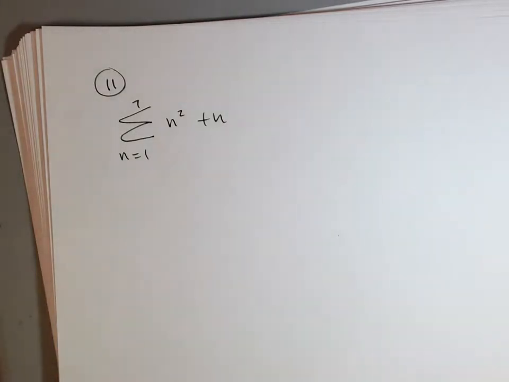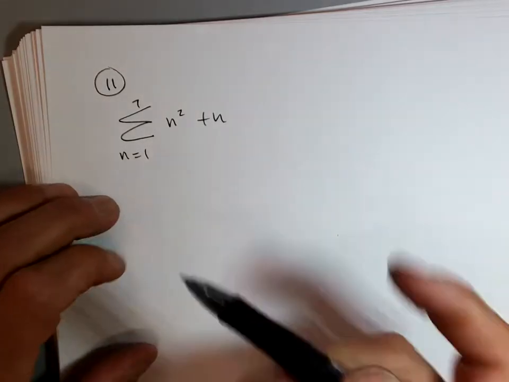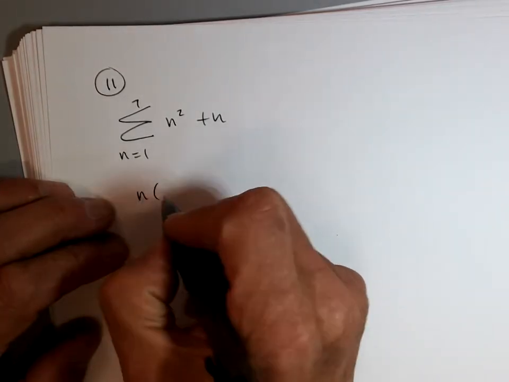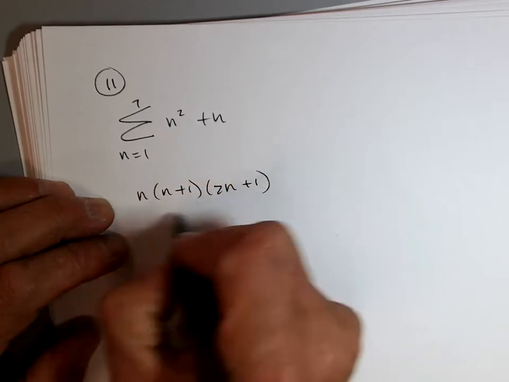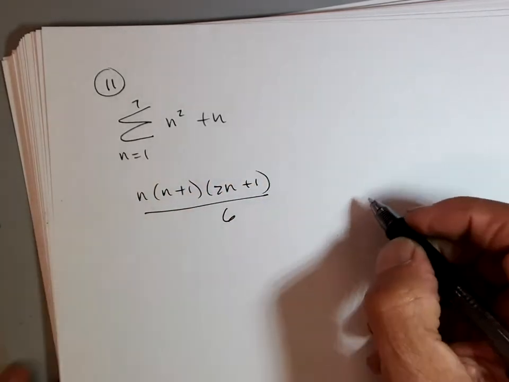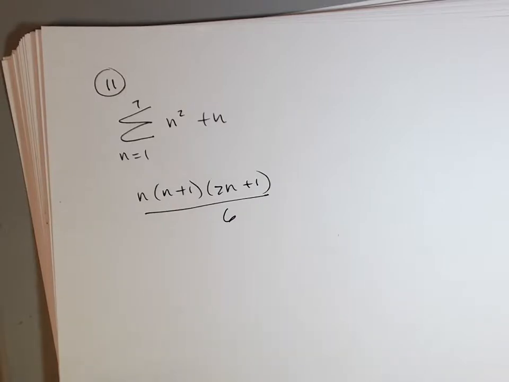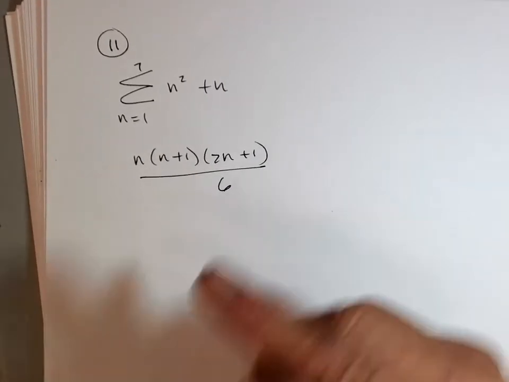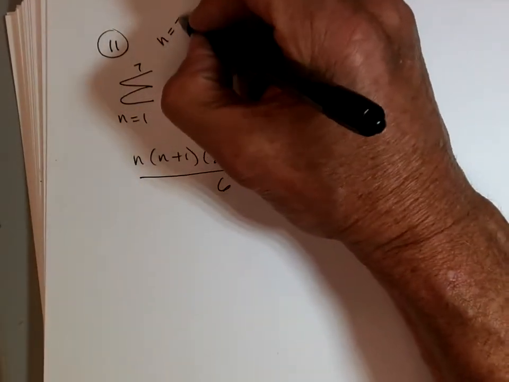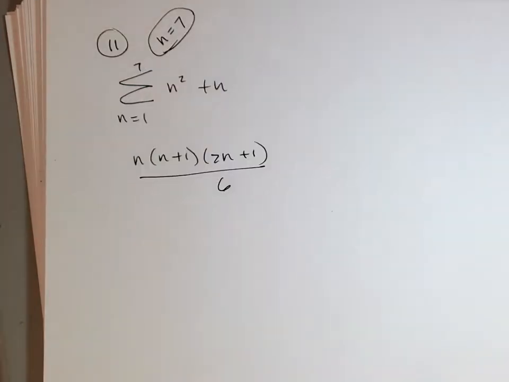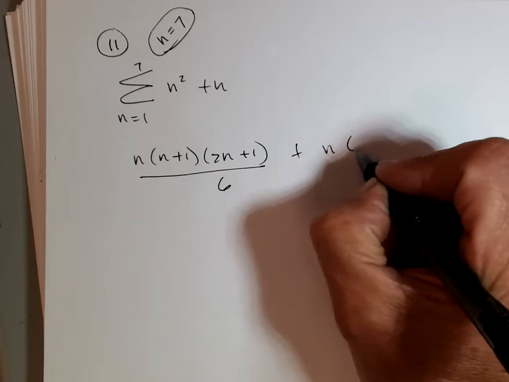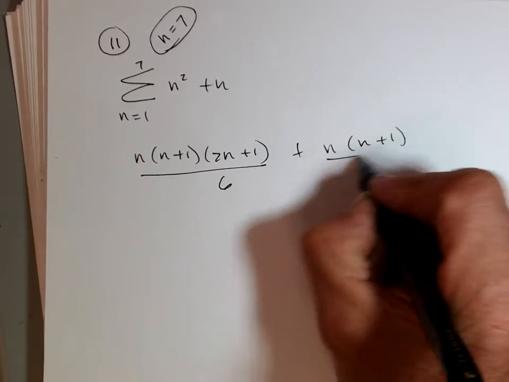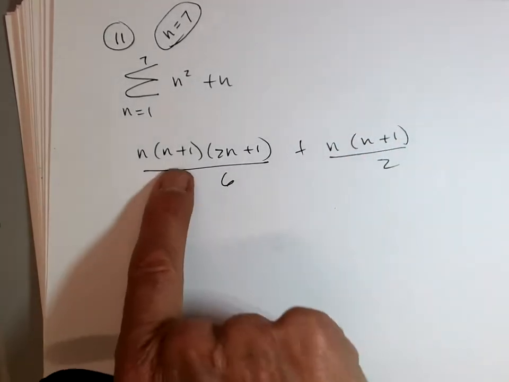My n squared formula is going to be: the sum of n squared is equal to n times n plus 1 times 2n plus 1, divided by 6. Wait, Mr. Davies, this is going to be on our test? Yeah, but it's super easy. But we didn't even practice this one day of the week. Well, it's easy. Plus n, which is n times n plus 1 divided by 2. This is my n squared formula.